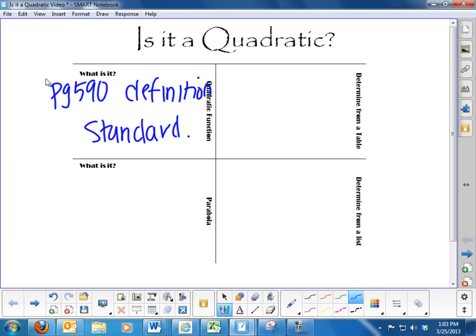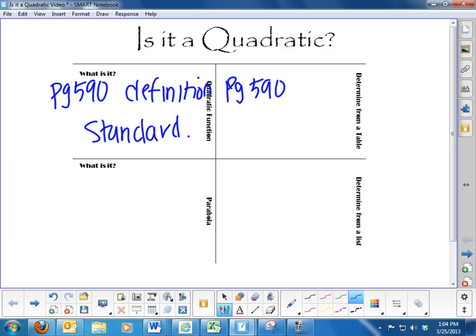Okay, the next box that we're going to talk about is over to the right, which is how we determine whether something is a quadratic based on a table. So for that, you're going to look at page 590 again, where it gives you an example of a table, like example 1. It helps you determine whether or not a table produces a quadratic. So look at that, and you will notice that the book talks about something called the second difference. So we find the difference between each of the values, and then we find the difference of those differences. And we see if our second difference has a constant difference or not. So you're going to want to write that example down in this box.